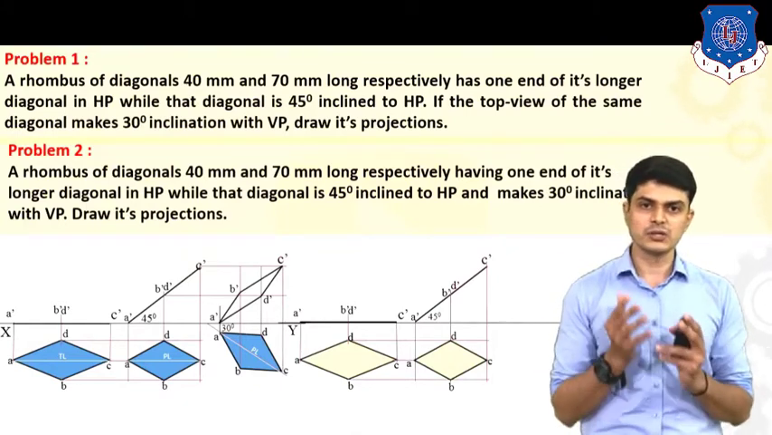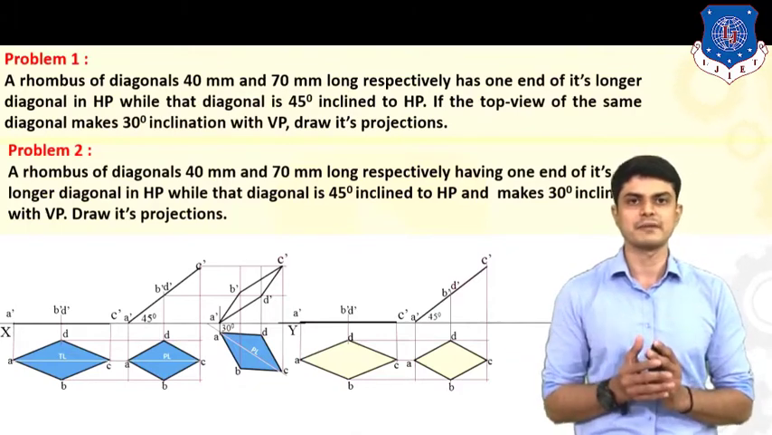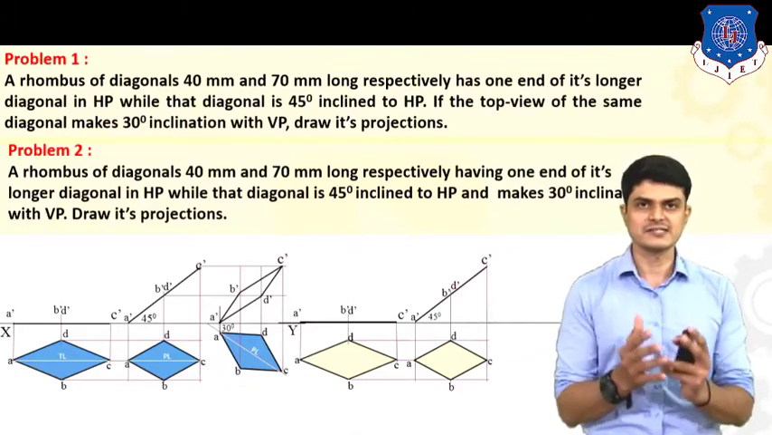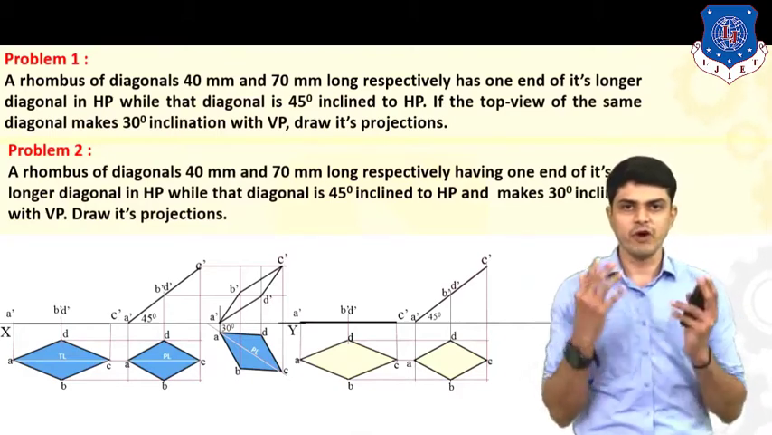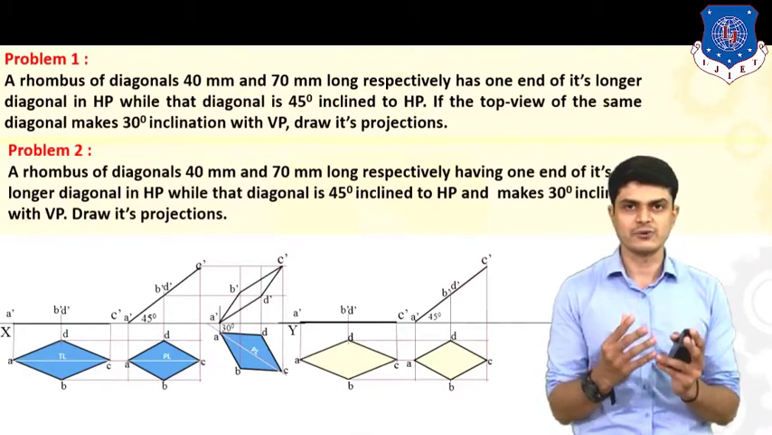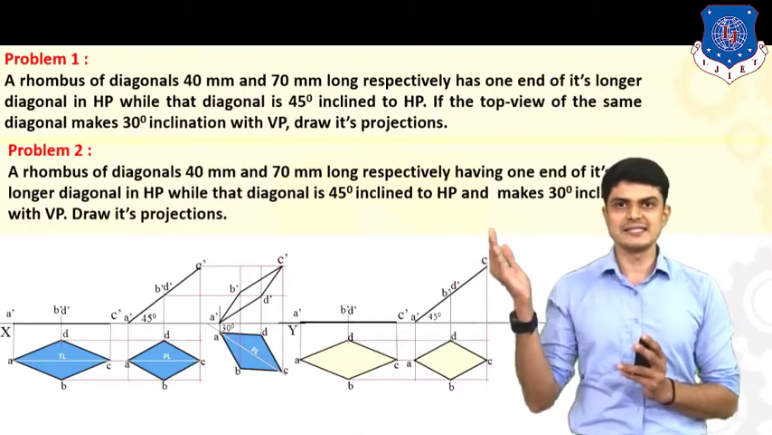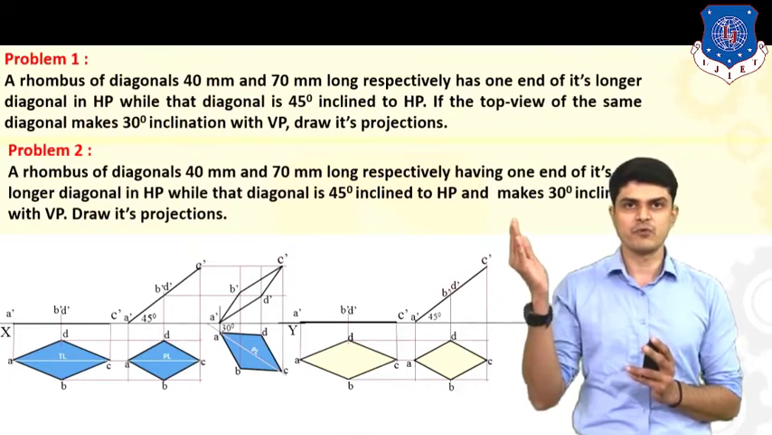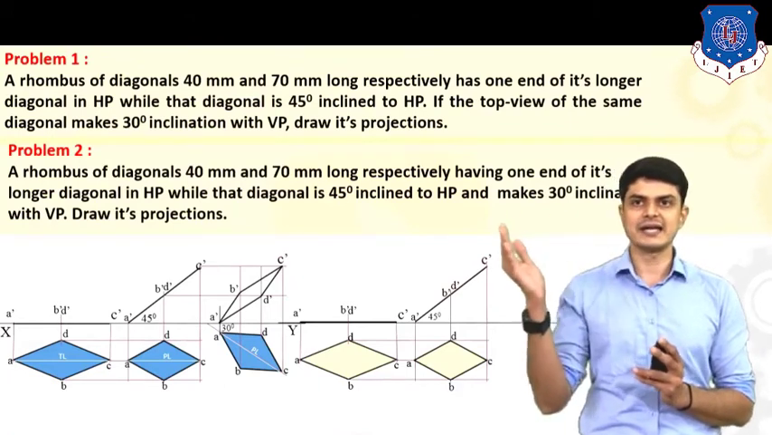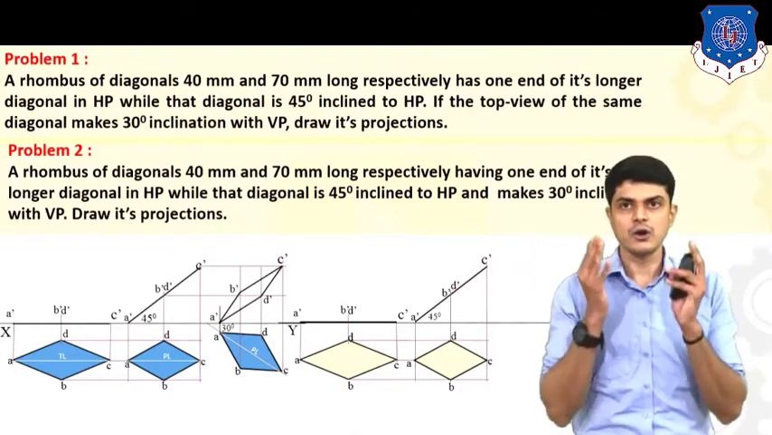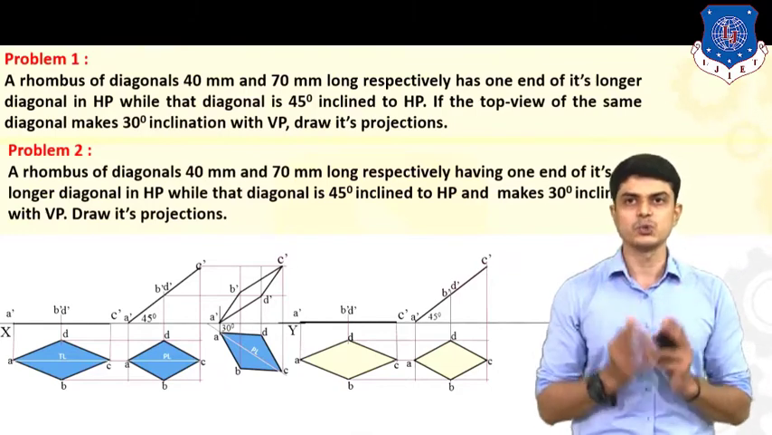Now, let us come to the third and final stage, which is actually different as compared to your example number 1. So let us see. So let us read the data. Makes 30-degree inclination with VP. But what makes 30 degrees? So let us find out. Let us read from the previous sentence. So your longer diagonal is in HP, while that diagonal is at 45-degree inclined to HP, and the same diagonal makes 30-degree inclination with VP. Which diagonal? The longer diagonal which is in HP, which is at 30-degree inclined to VP.